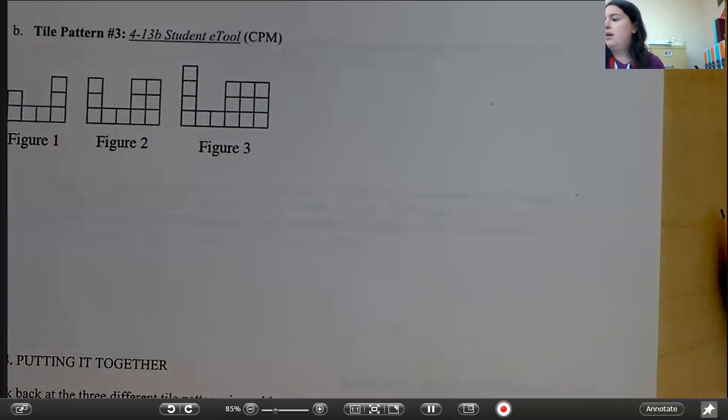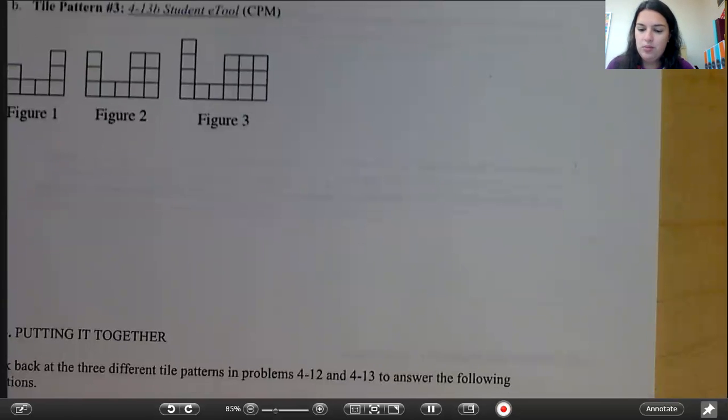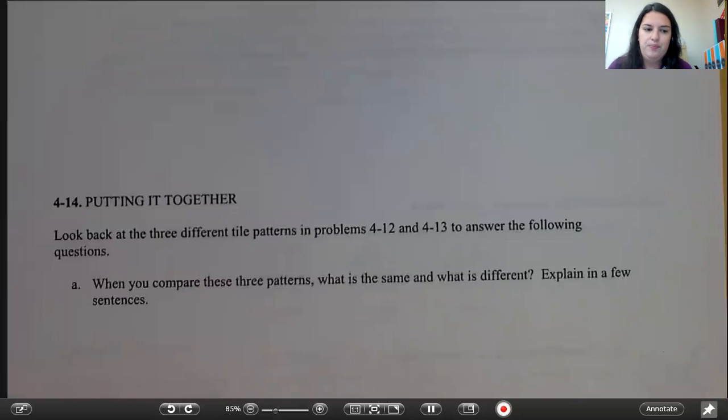Okay, if you're back with me, that means you have answered the questions A, B, and C for tile pattern number 2. You're now going to do the same thing for tile pattern number 3, so go ahead and pause the video and do tile pattern number 3. If you're back with me, you have figured out tile pattern number 3. We're going to move on to question 414 now.